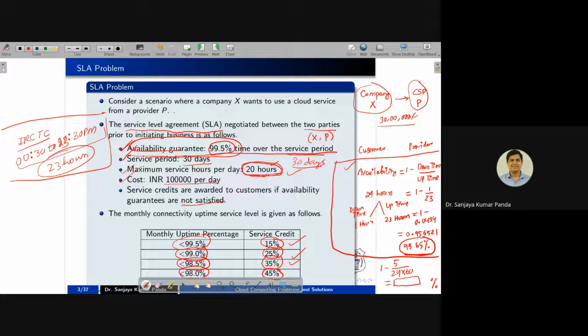So we are not going into more detailed classification below 98%. We put a limit that any value less than 98% gets a service credit of 45%. You can put different service credits, like 55% or 65%, by putting different thresholds for monthly uptime percentage. Now your service credits are given. We'll check the availability guarantee after the end of 30 days, then see this table and make a decision.